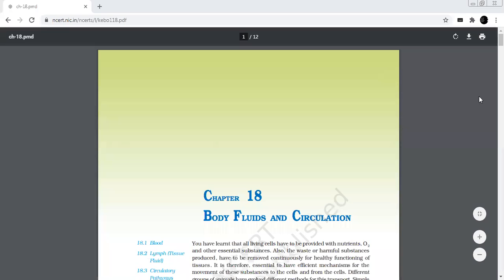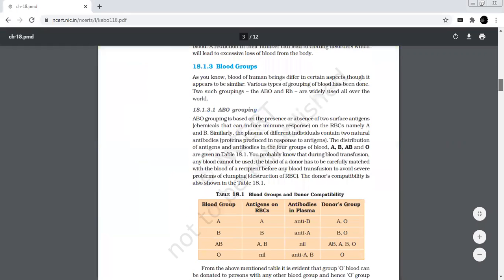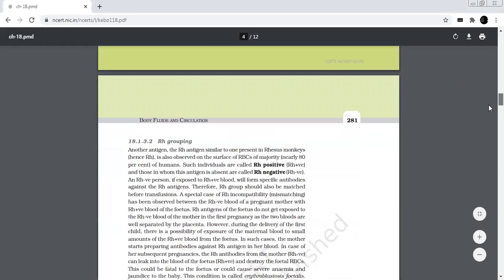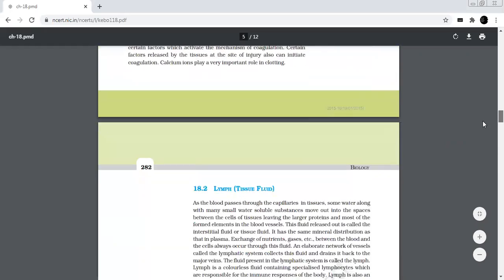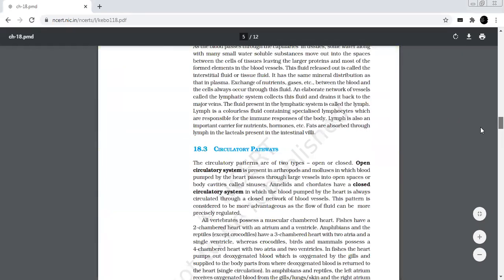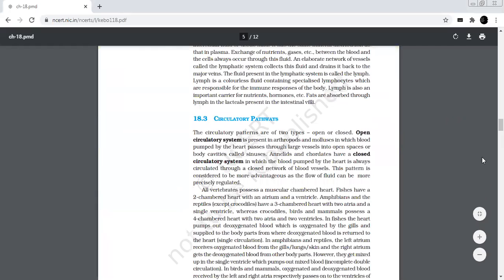Hello everyone. In this video, we are going to see class 11, chapter number 18, body fluid and circulation. We have already finished blood and lymph, coagulation of blood. Now today's topic is circulatory pathway. Let us start.